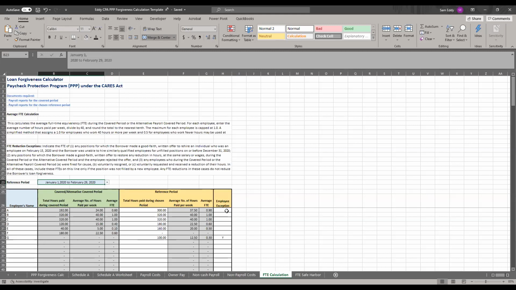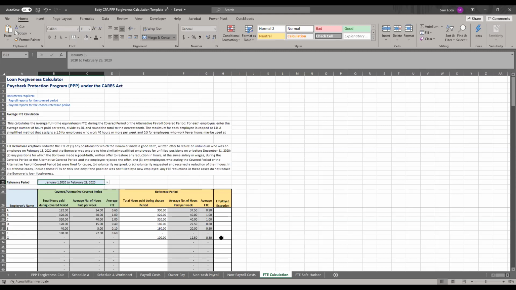Then you'll want to look at applying employee exemptions. So I've included the exemptions here. Basically, that is looking at any positions for which the borrower made a good faith written offer to rehire and was unable to hire a similarly qualified employee before December 31st. Any positions for which you made a good faith offer that was rejected by the employee, and any employees during the covered period who were fired for cause, voluntarily resigned, or voluntarily requested and received a reduction of their hours. In all these cases, you can include these FTEs only if the position was not filled by a new employee.